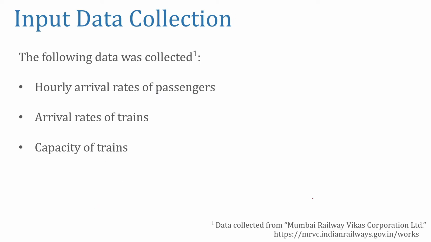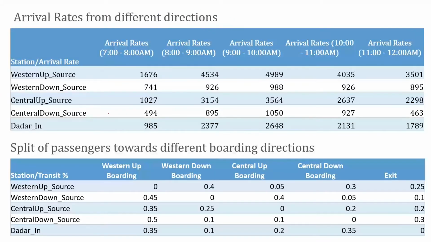We collect the input data for this simulation by using the Mumbai Railway Vikas Corporation Limited report given in the Indian Railways database. The following data was collected: the hourly arrival rates of passengers, the arrival rates of trains, and the capacity of trains. From the data we collected, we calculated arrival rates of passengers coming from different directions, and we marked them as the sources, like western up sources, western down sources, central up sources, and so on. And this last entry is for the passengers coming directly at the Dadar station.